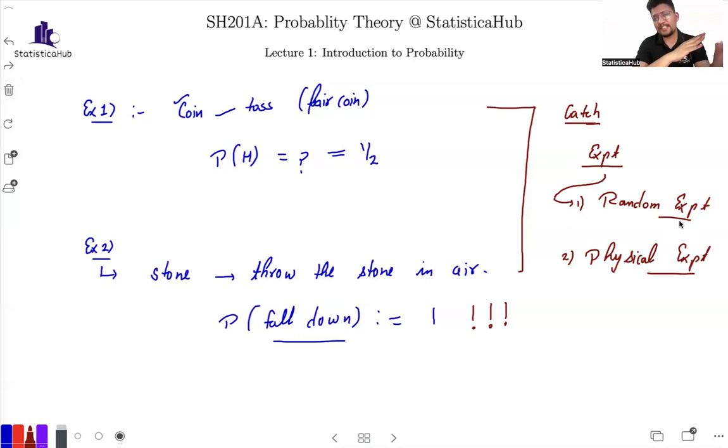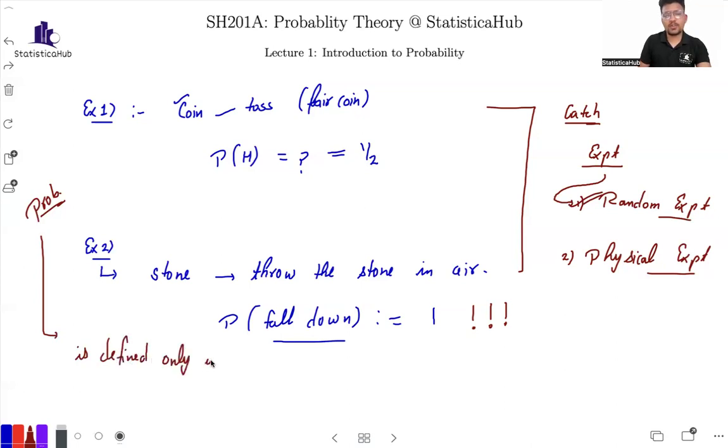Moreover, our complete statistical course will be focused on random experiments. So we will go through random experiments in detail. But for the physical experiment, I will just simply introduce what it means. Since we are defining the concept of probability, always remember one concept: probability is defined only in the course of random experiments. So if your experiment is random, then only you can deal with it, or say something about the probability.